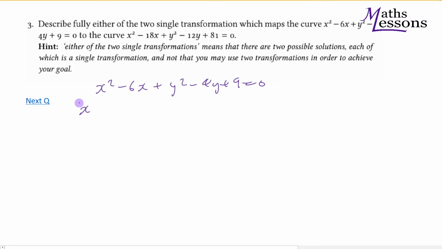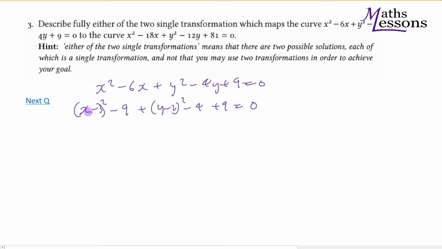So we get x minus 3 squared. Now that will give me the x squared minus 6x, but it will also give me a plus 9. So I'm going to minus 9 from that. And then I'm going to get y minus 2 all squared, which I'm then going to take off the 4. And then I've got this plus 9 on here to add in.